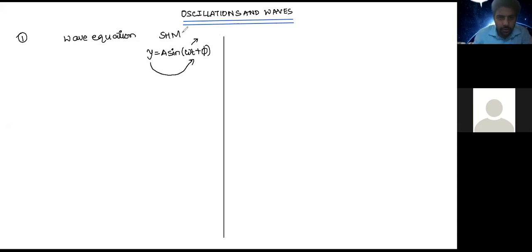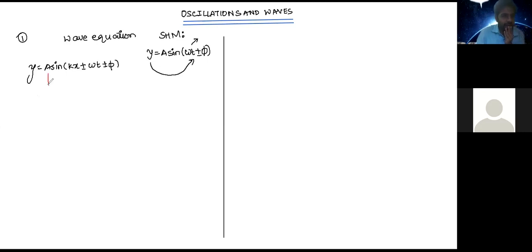Now, how about the wave equation? So Atul is saying that the wave equation is y equals a sin(kx ± ωt ± φ). Here also you can have plus minus. Tell me ahead of this, what did we read? This is the general form of the wave equation. What next did we read?